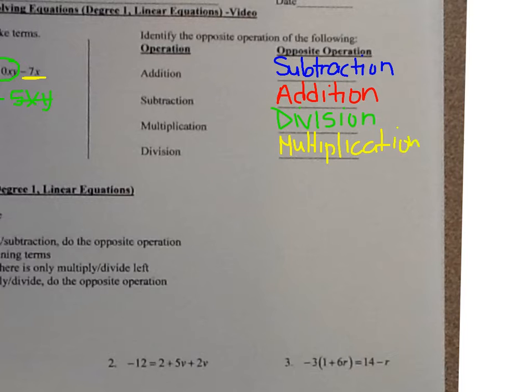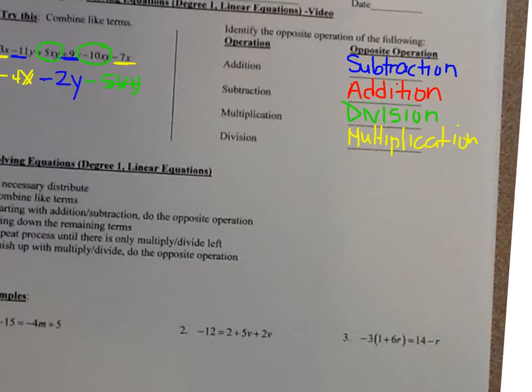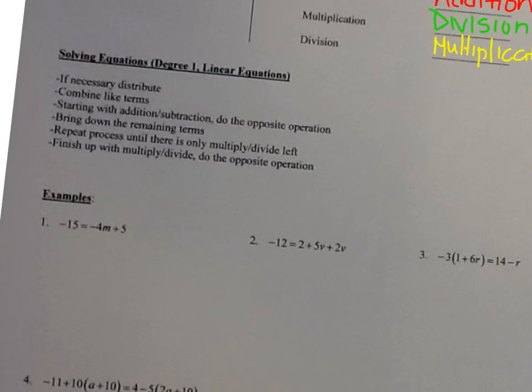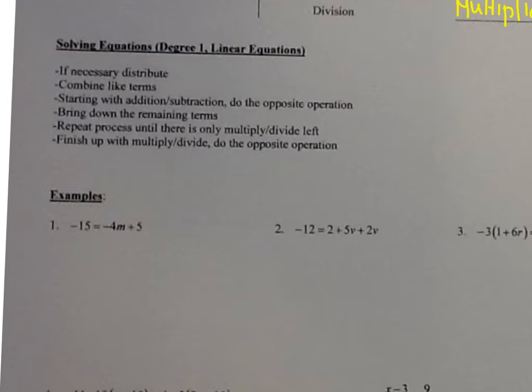Okay, so let's talk about how we solve equations, which I'm sure you guys are very familiar with. So this should be a review. The first thing it says, if you need to distribute, make sure you distribute. We're going to combine any like terms we have. And starting with the addition or the subtraction, you're going to do the opposite operation. Bring down the remaining terms. Repeat the process until there is only multiplication or division left. And then you're going to finish up with multiplication or division by doing the opposite operation.